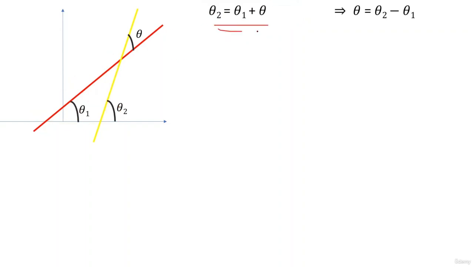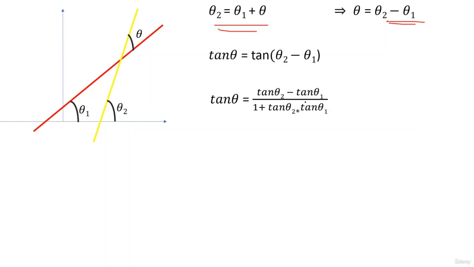So theta 2 is nothing but theta 1 plus theta. Okay, that gives us theta as theta 2 minus theta 1. Right? Now again we apply tan on both sides. When we do that, we get tan theta is tan of theta 2 minus theta 1. This also has a ready-made formula. Right, now you can take it as such.